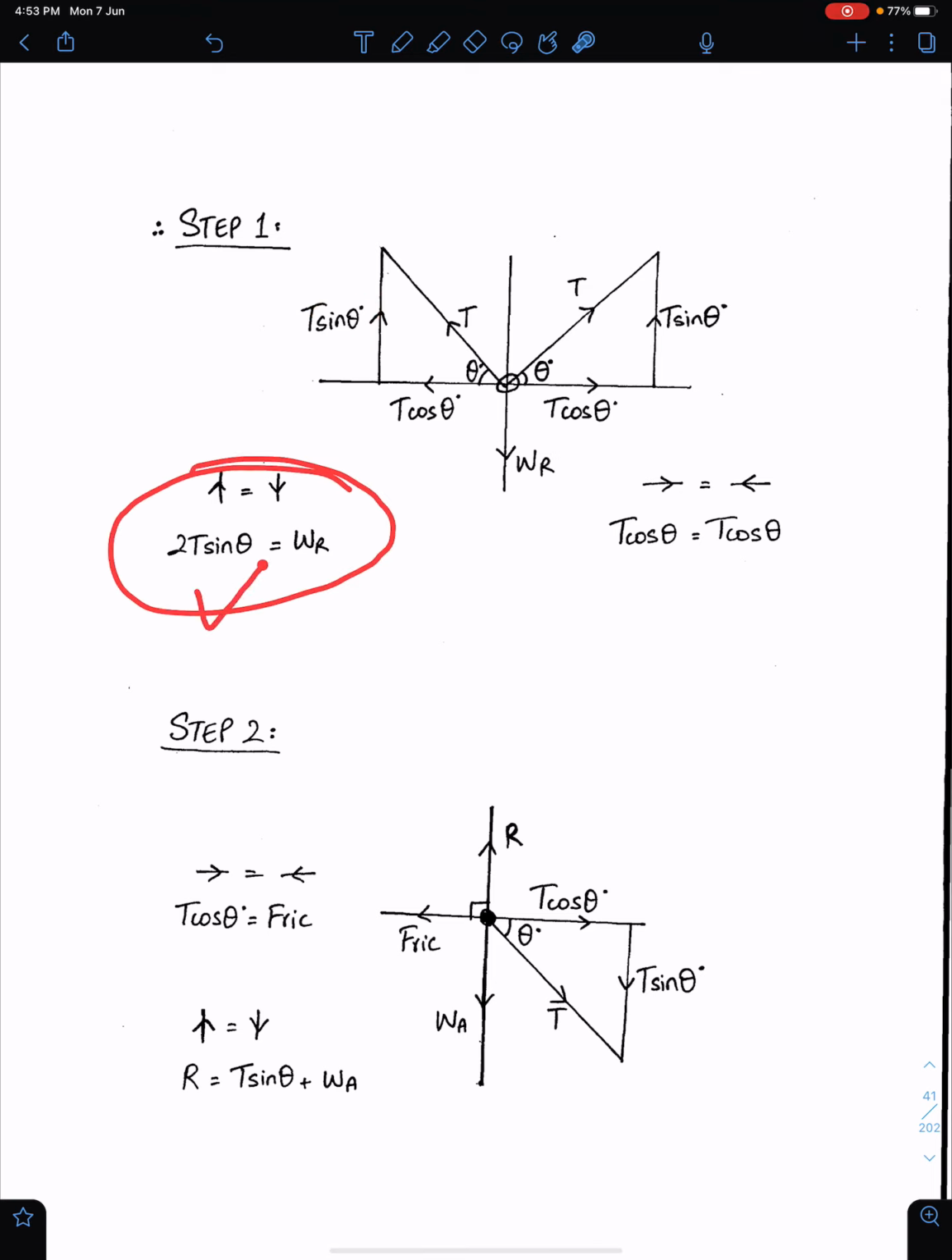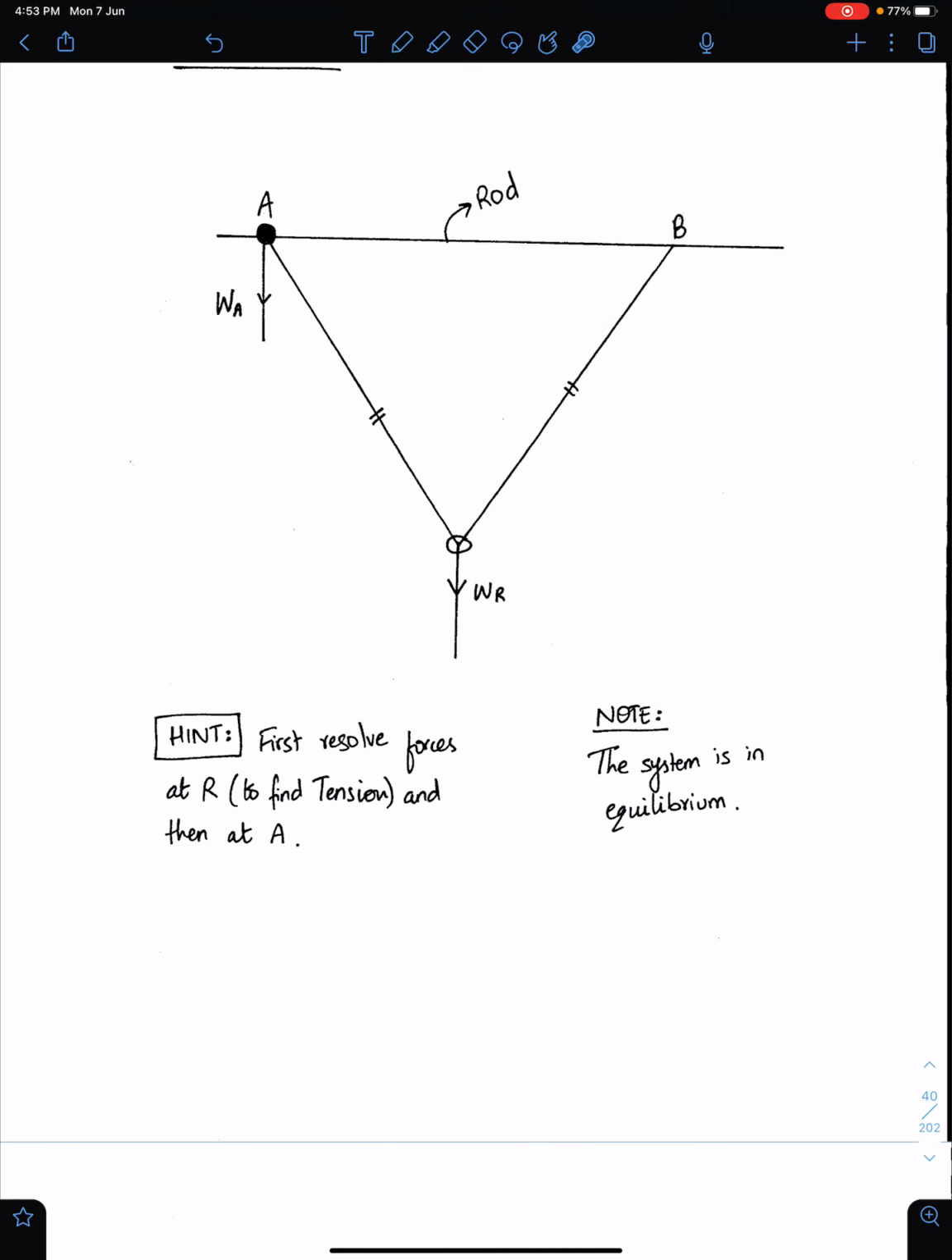So with the help of this equation, we can get the value of either T or W. I mean, if T is unknown, you can get T. If WR is unknown, you can get WR. Normally T is unknown. Step 2, resolve forces over here. This will become case 1.